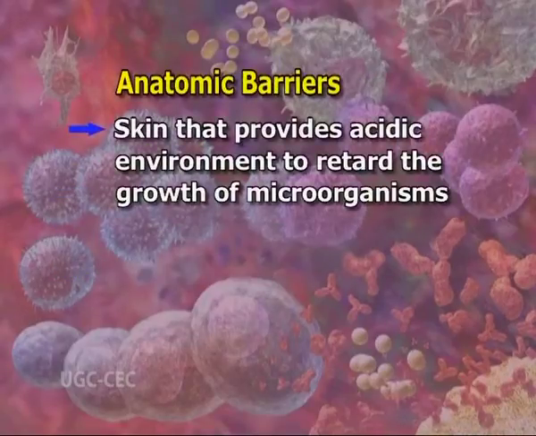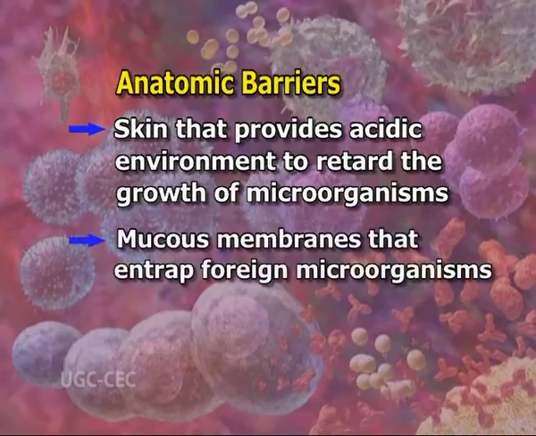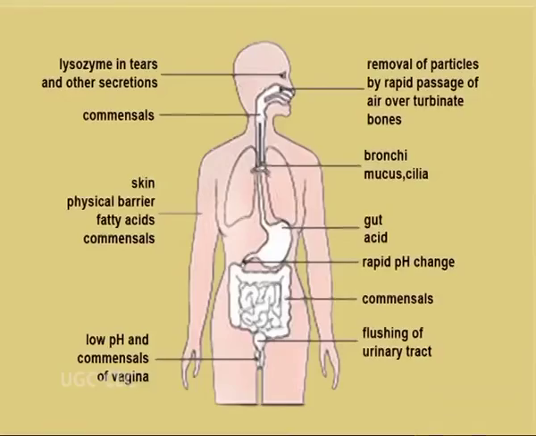These include skin that provides an acidic environment to retard the growth of microorganisms and mucous membranes that entrap foreign microorganisms. The figure demonstrates the external defenses that act as anatomic barriers. The epithelial surface forms a physical barrier that is very impermeable to most infectious agents, acting as the first line of defense against invading organisms.